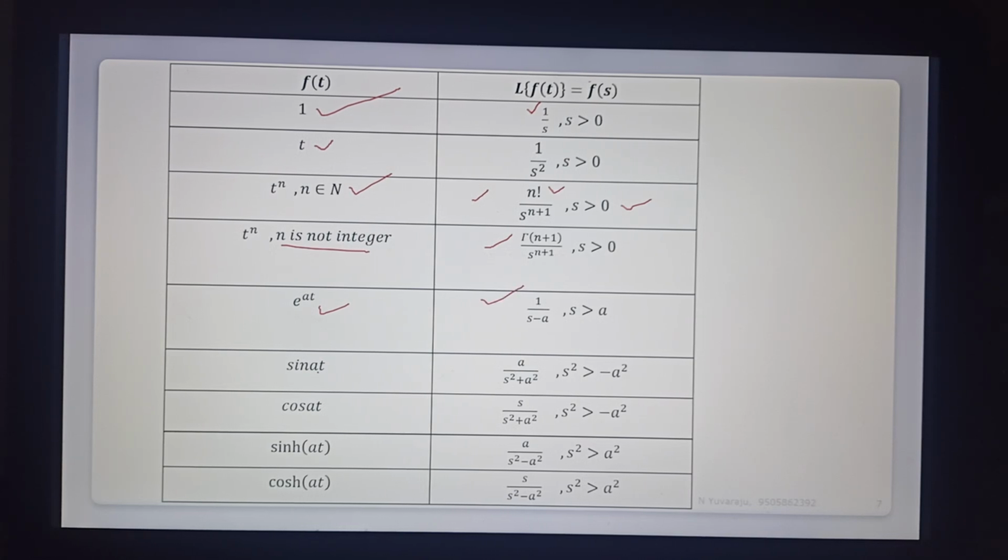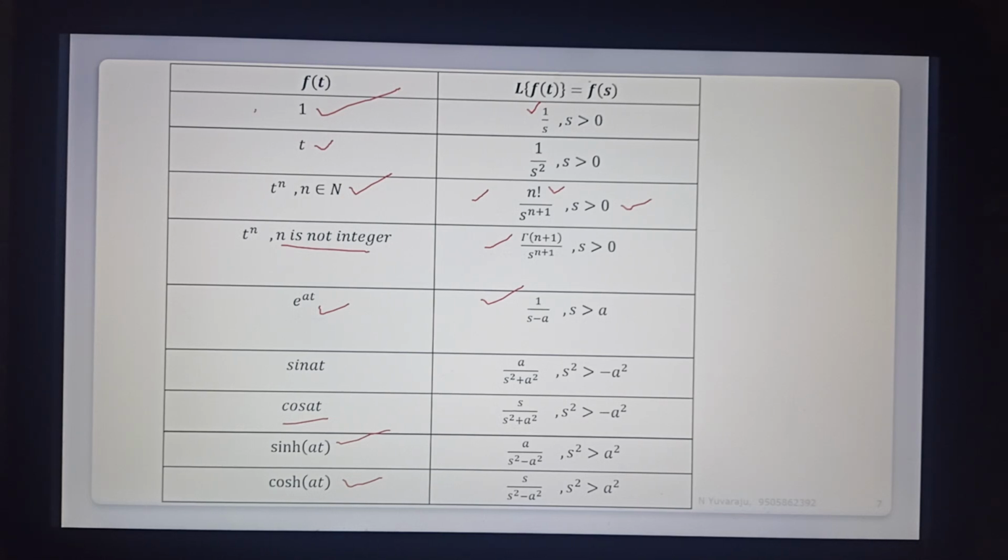The Laplace transformation of sin at is a by s square plus a square. For cos at, it is s by s square plus a square. Next, for the hyperbolic functions, sinh at gives a by s square minus a square, and cosh at gives s by s square minus a square.